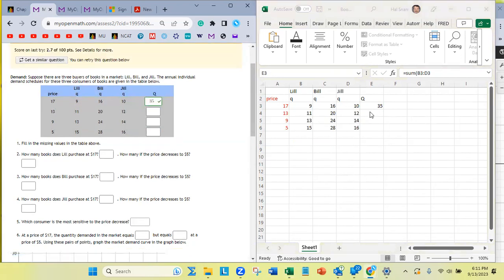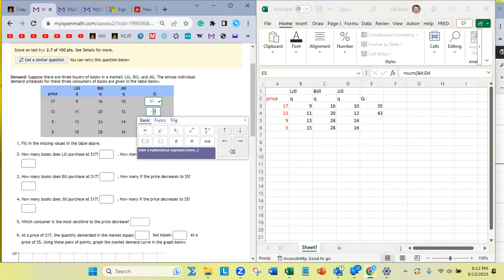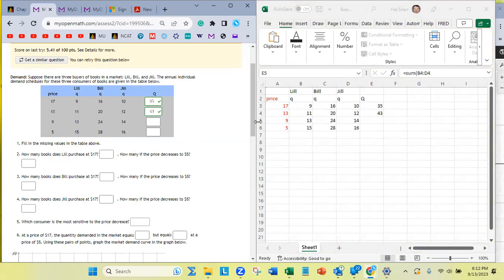Okay. Notice I got a green check mark there. And then I can type, well, I got spaces in there, so I got to delete, right? I can type equals sum, and then I can highlight these 3 again, right? And so the quantity demanded in the market is 43 when the price is 13. Okay. Now I can continue writing the code, or the cool thing about Excel is I can highlight this and just drag it down. Yeah, I can just drag that down, and then it drags down that formula, right? So yeah, it drags down the formula.